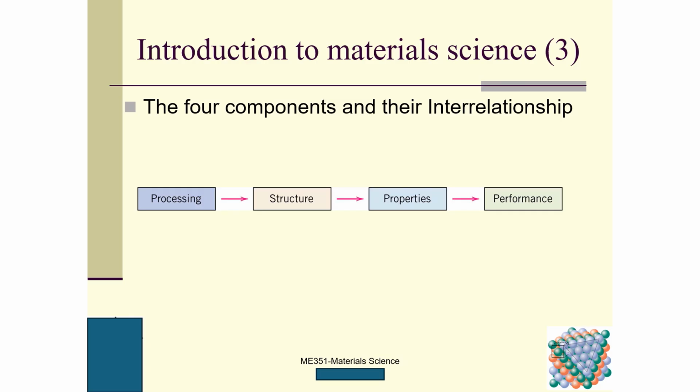This diagram shows the 4 components and their relationship. Processing determines structures. The structures will give us the desired properties, and the properties will give us the desired performance. And we can see processing, structure, properties, and performance are interrelated.